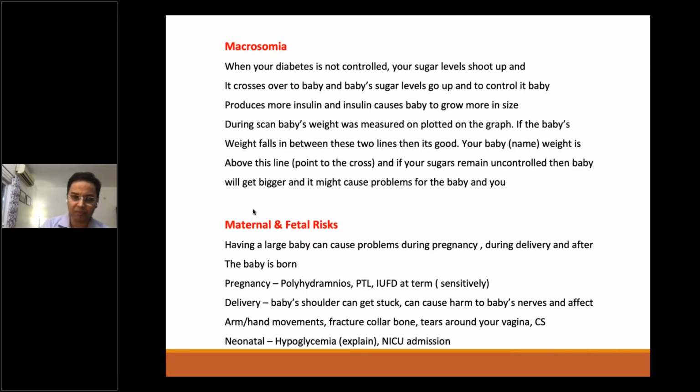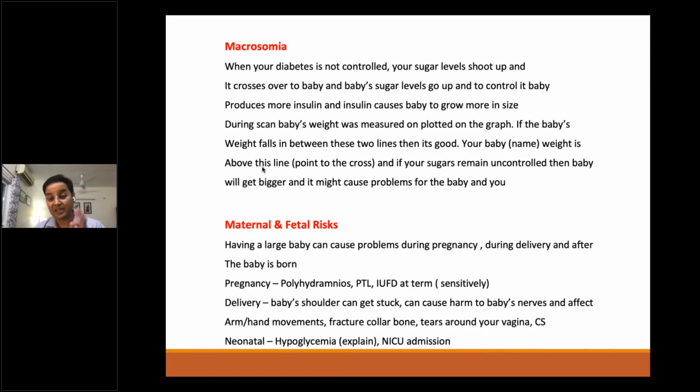You can think of something in simple language, like when your diabetes is not controlled, your sugar levels shoot up, and then they cross over to the baby's side, and the baby's blood sugar will go up, and to control it, the baby will produce more insulin, and it is the insulin which causes the baby to grow more in size. And as we have seen, the baby's weight is this much, and we plotted it on the graph. Now show it, point it on the graph. Try to show that you're pointing at the point that we have plotted on the graph.